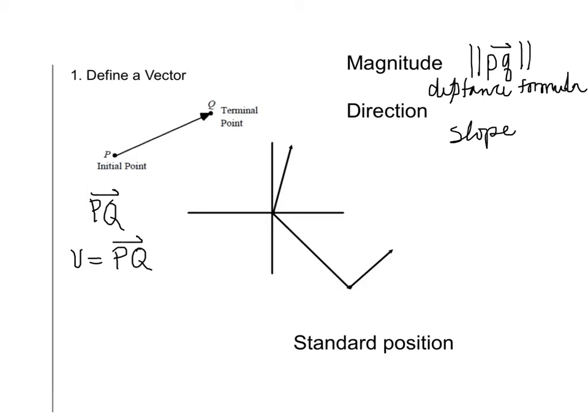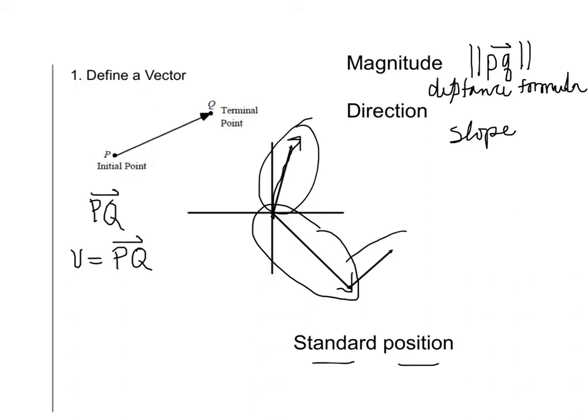A vector in standard position is a vector with its initial point on the origin and then directed in some direction. All right, so this one here is in standard position. This vector, and you can't hardly see it, but its arrow is here, is in standard position. This one right here is not in standard position. And the only thing that makes it in standard position is putting its initial point on the origin.